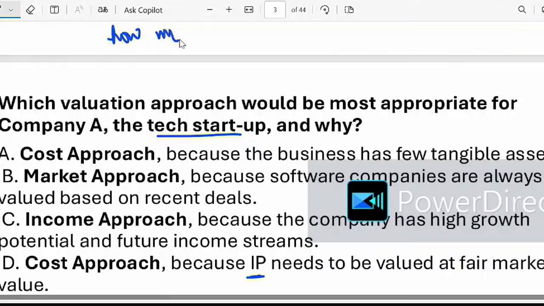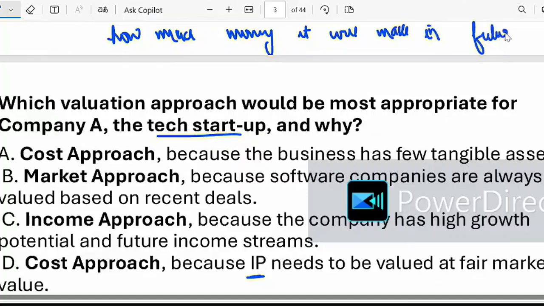How much money will it make in the future? This is our basis of valuation. And tell me which type of approach it is. Is it cost approach? Is it market approach? Or is it income approach? No, no, no. It is income approach, right? So it is called income approach.